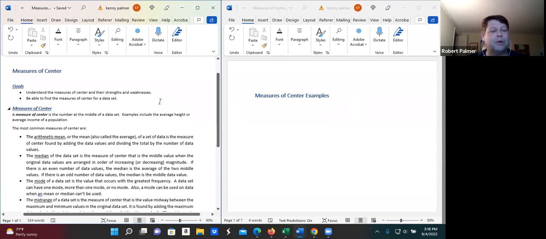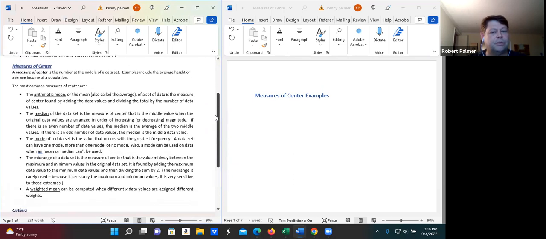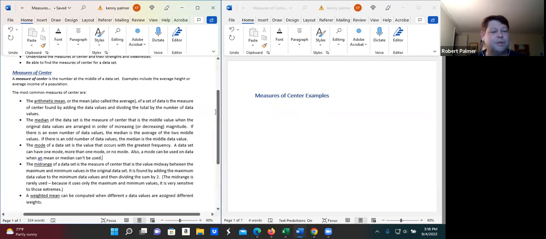It says to understand the measures of center, the different ones, and their strengths and weaknesses, and also be able to find these measures of center with a data set. So, let's first talk about what the measures of center are, the most common ones, and what a measure of center is to begin with.